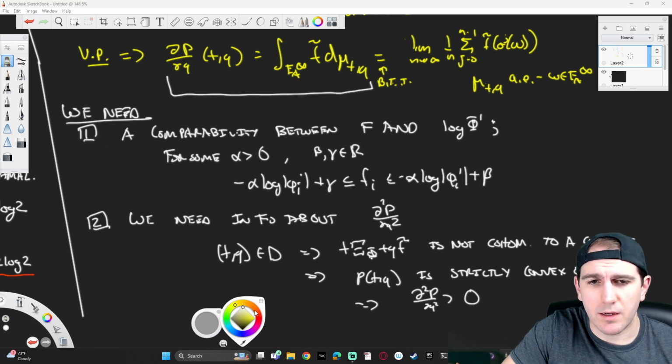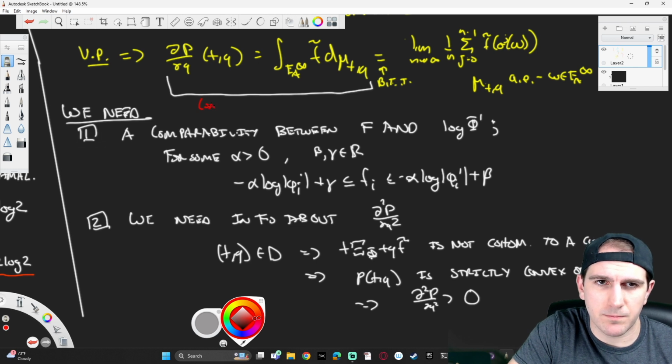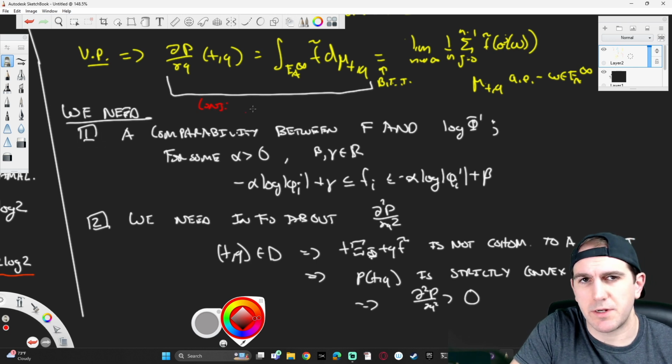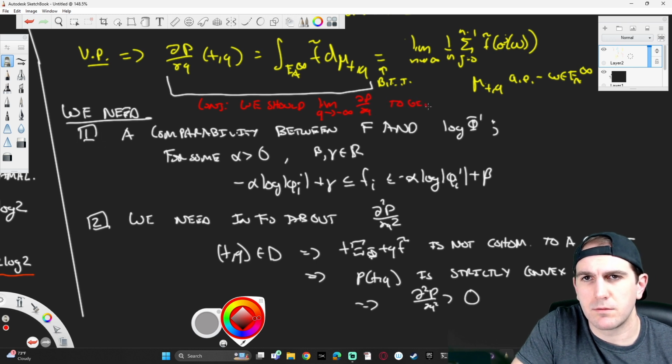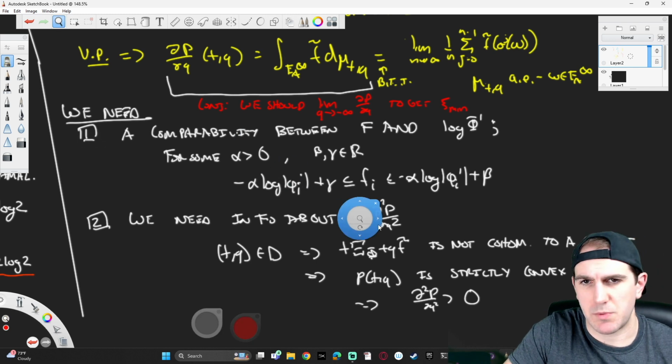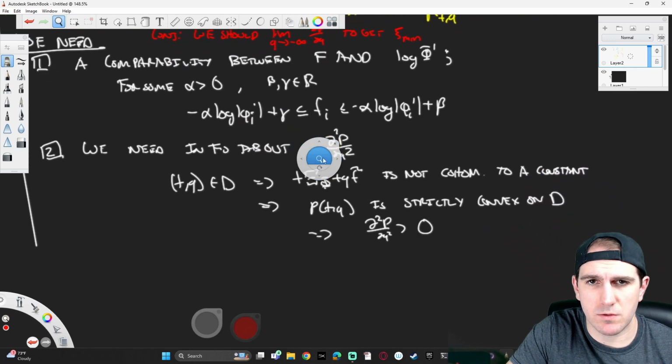So the conjecture, which is actually a fact, is that we should take the limit as Q goes to minus infinity of dP/dQ to get the minimum achievable F-exponent. And that's what my results that follow show.